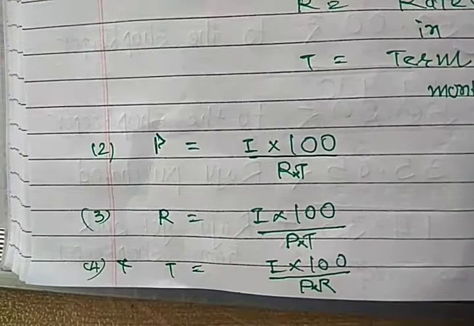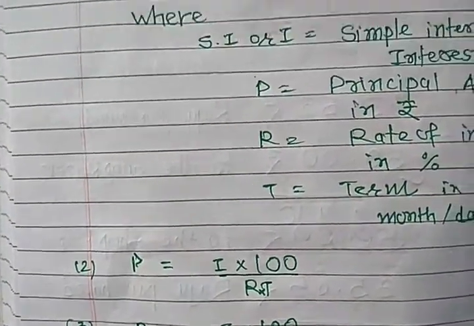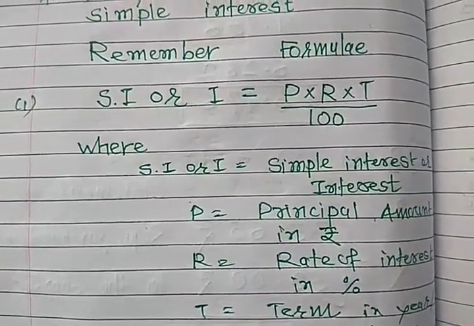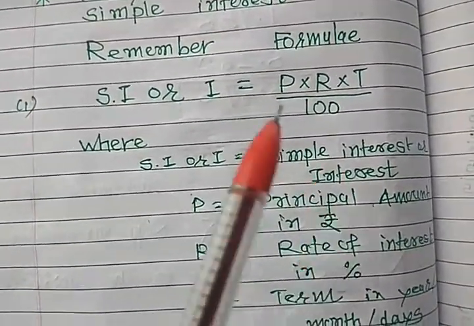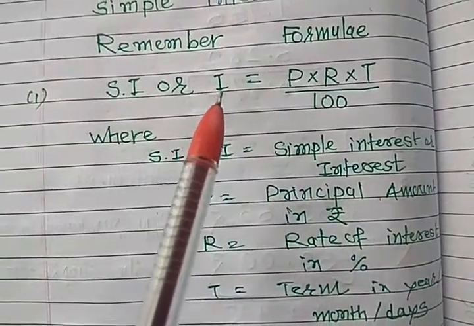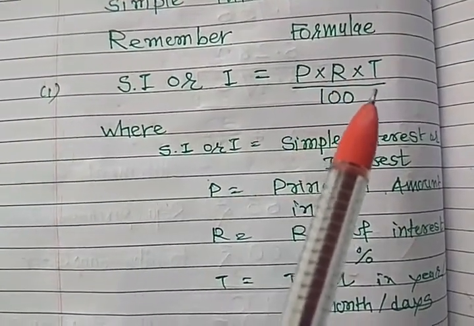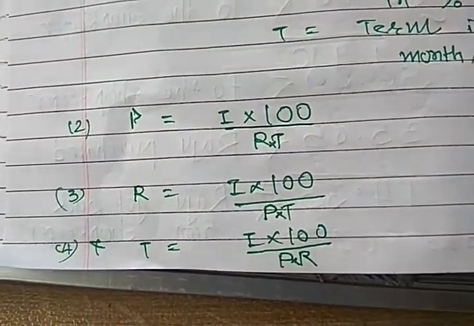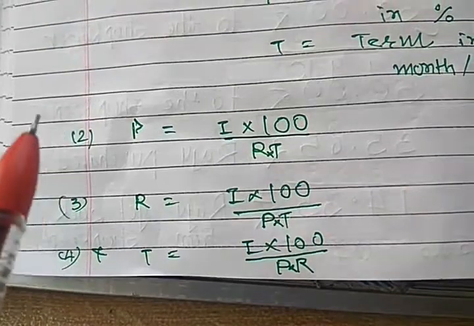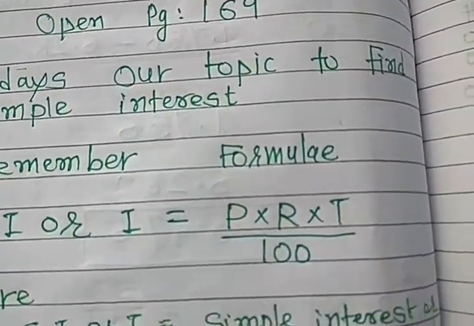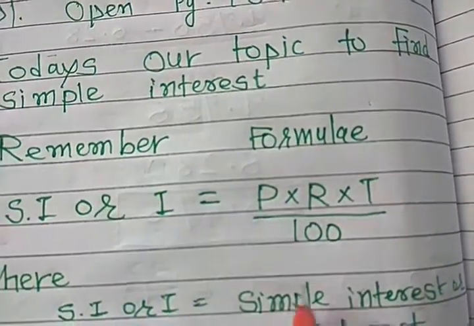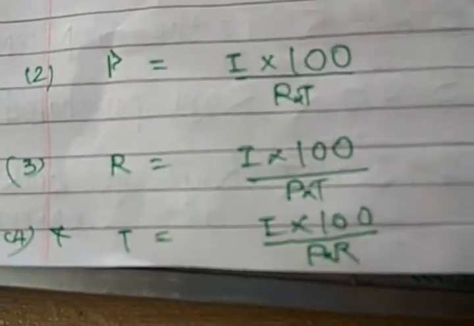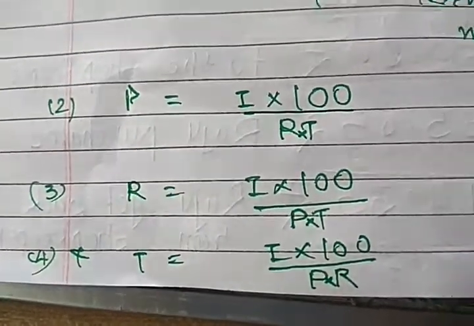So here is the second formula. Now you see I equal to PRT upon 100, right? From that, suppose you want to find out P, then P is equal to I into 100 upon RT. Simple, you transfer the term, correct? The second, third and fourth formulas are prepared from this I equal to PRT upon 100. So this is the main formula, and from this you can prepare three more. Just transfer the term.